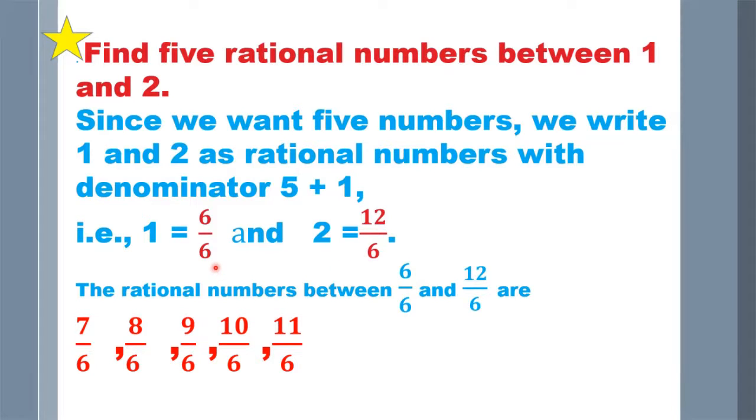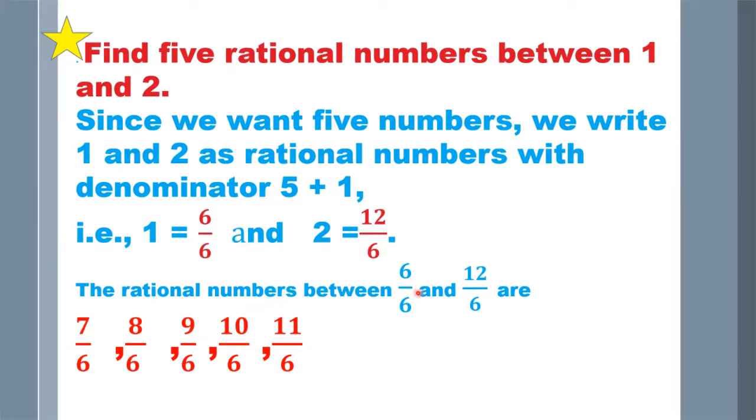So in the denominator, what did we find over here? It is 6. Why did we take 6? Because we want denominator 5 plus 1, 6. Now why 5 plus 1? Because we need 5 rational numbers. If we need 6 rational numbers, what will we take as denominator? Yes, 6 plus 1, that is 7. If we want 8 rational numbers, then we will take 8 plus 1. So this is how we are going to carry out the sum.